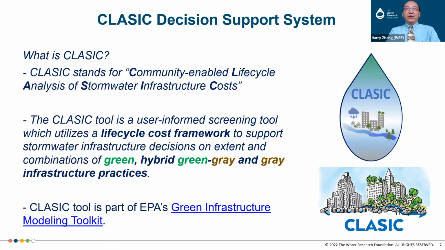This is a part of the EPA Green Infrastructure Modeling Toolkit, just to help you understand and think about it. There are other tools within the toolkit, such as the EPA SWMM model, and the CLASIC tool actually uses some algorithms from the EPA SWMM model. In essence, CLASIC is a user-informed screening tool that incorporates a life cycle cost framework to help decision making. Within the tool, you can evaluate green infrastructure, gray infrastructure, and somewhere in between.